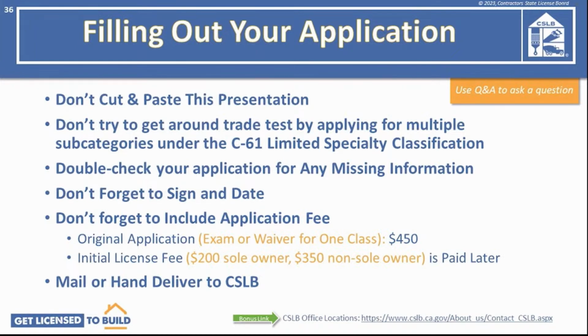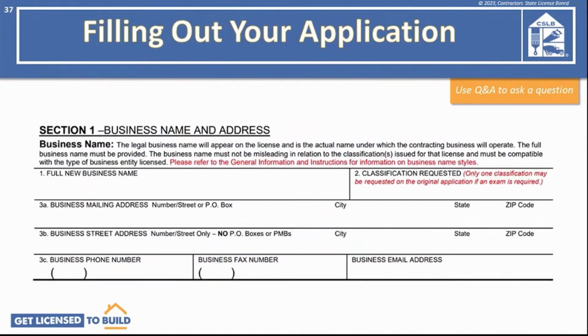Okay, that is the content you'll need to fill out your application. Before getting it to CSLB, double check it to make sure you didn't miss anything. Be sure to sign and date it as well. Parts of the application, Section 1, Business Name and Address. Now that we've gone through the information you'll need to include, here's a closer look at the application so you can see where the information goes. Section 1 is where you list your business name.